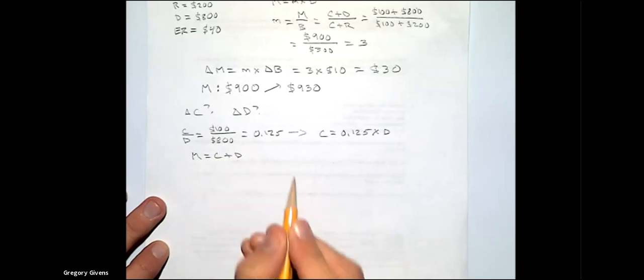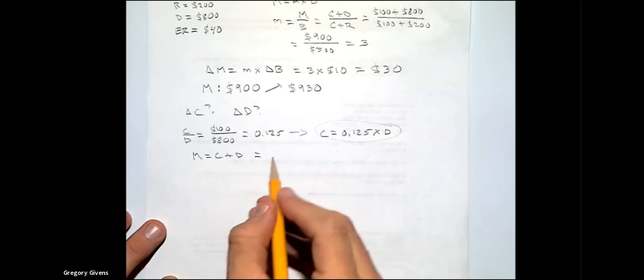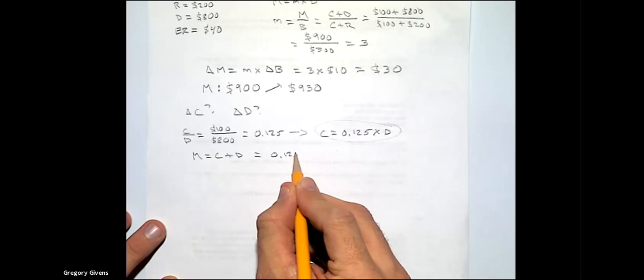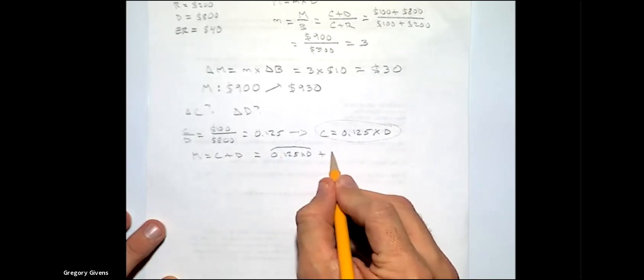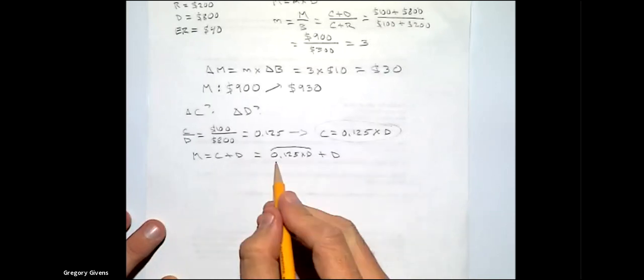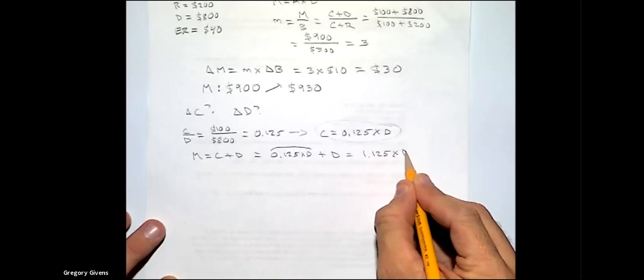Everybody with me? Okay. Now, what is the money supply? Again, the money supply is equal to currency plus deposits. What I want to do is substitute this expression for currency into that equation. And I get that the money supply is equal to 0.125 times deposits, that's the currency component, plus checkable deposits. In other words, the money supply is just 1.125 times checkable deposits. That's helpful for me.